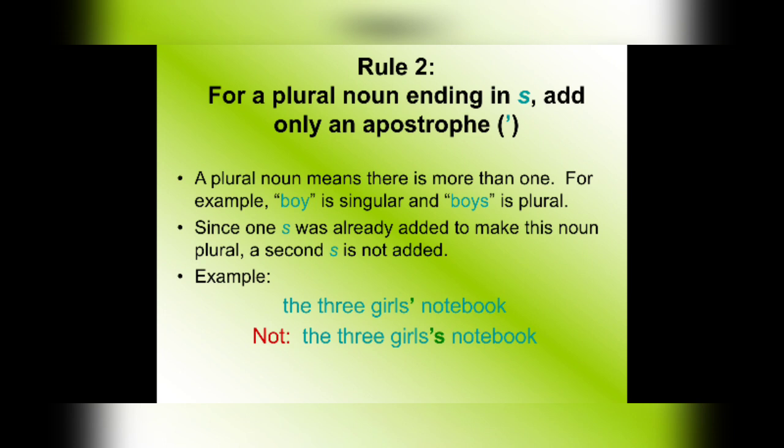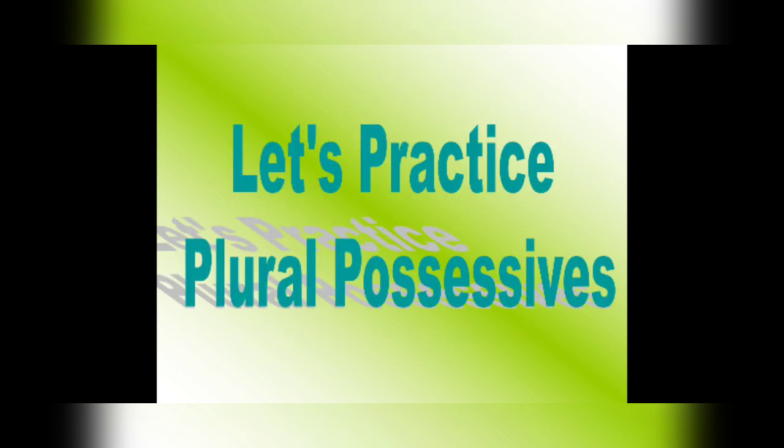The three girls' notebook. In this example you see the three girls. Girls are plural but we have added only an apostrophe and not s. So remember what I have shown you about what we do not have to do. The three girls' notebook, we don't have to add an unnecessary s because it is plural. So let's practice plural possessives.